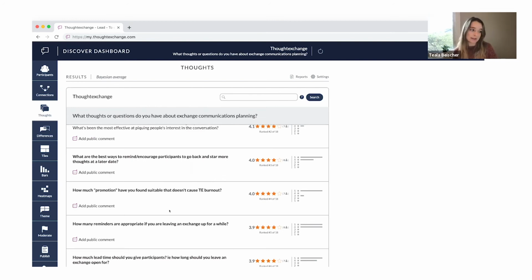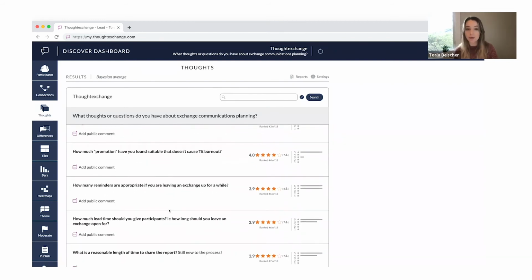How many reminders are appropriate if you're leaving an exchange up for a while? Usually what we recommend, and this ties into the next question, how much lead time should you give participants, or how long should you leave an exchange open for? If it's a larger exchange, 7 to 10 days is a great amount of time for you to have people participate, but not forget about it, but still feel motivated. So leave it open for a week and send a couple reminders within that week via email.